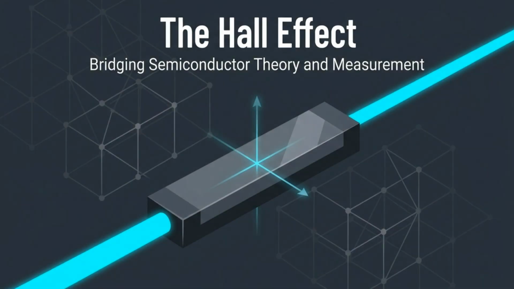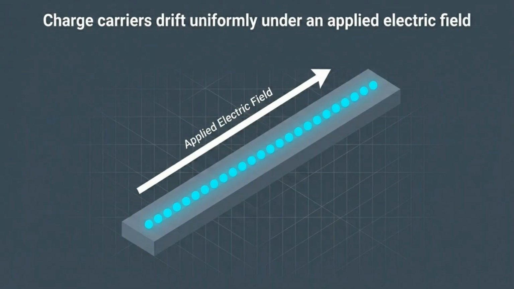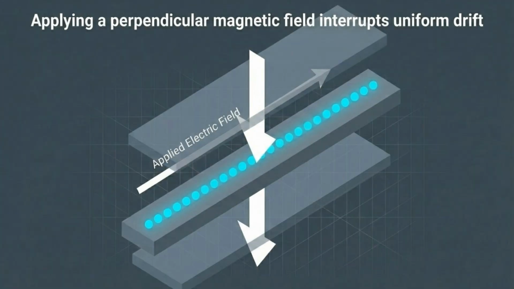Welcome to this video on the Hall effect, a fundamental concept bridging semiconductor theory and measurement. The Hall effect describes the phenomenon where an electric field develops in a direction mutually perpendicular to simultaneously applied electric and magnetic fields. In a semiconductor, charge carriers drift uniformly when an electric field is applied across the material. However, applying a perpendicular magnetic field interrupts this uniform drift of charge carriers.